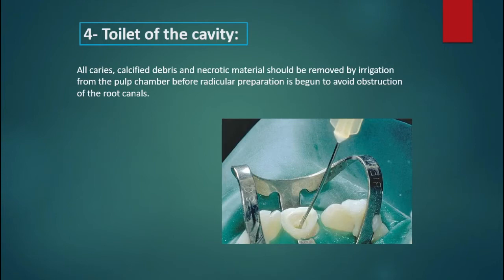All right, now let's move to the fourth and the last principle, which is toilet of the access opening. Well, in this principle, we have to know that all of the caries, debris, pulpal tissue, and necrotic materials must be removed from the chamber before entering or starting the preparation of the radicular part of the canal. Otherwise, these elements may be carried into the canal and act as obstructions during root canal enlargement.